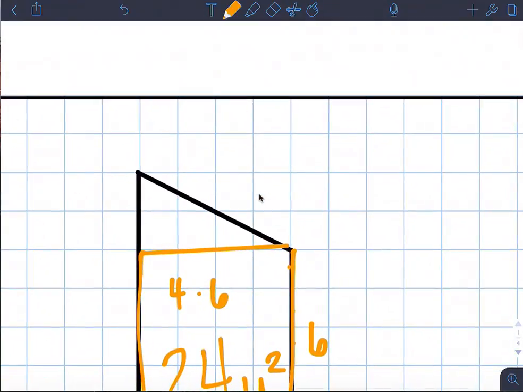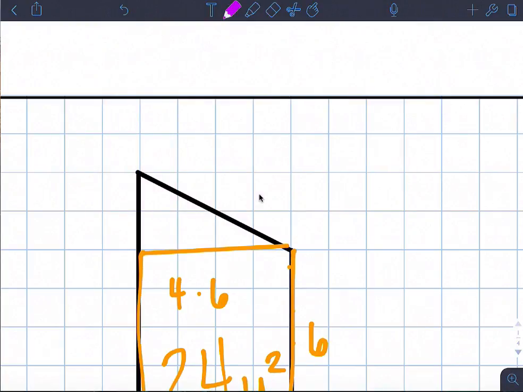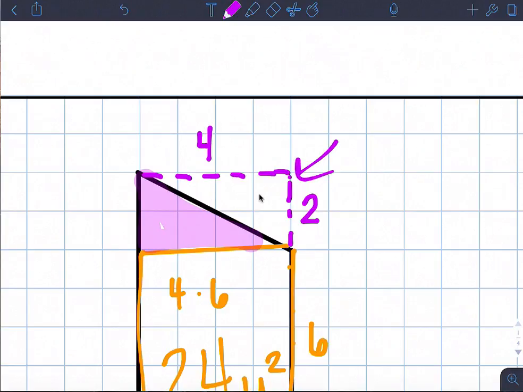And then let's just take a closer look at this. Now, I'm just going to pretend that there were lines here. Okay, then we would have a 2 by 4 rectangle. And that area would be 8. But you might notice that this area is half of what that rectangle would be. So this is a 4 by 2 rectangle, which is 8.